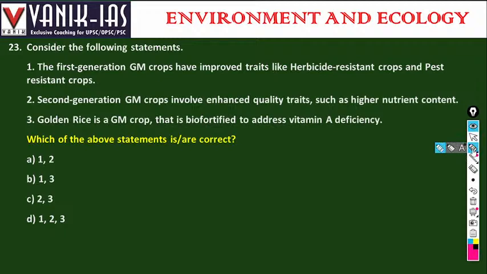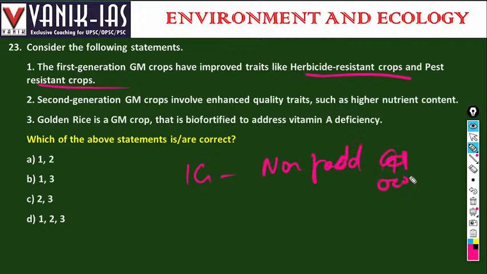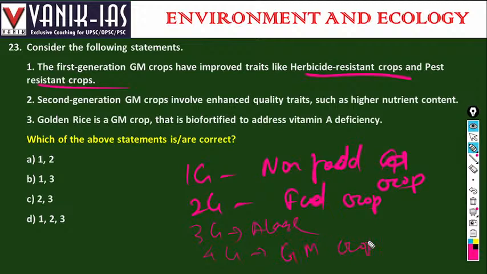Then consider the following statements. The first generation genetically modified crops have improved traits like herbicide resistant crops and pest resistant crops. First generation is food crop. Second generation is also food crop. Third generation is algae. Fourth generation biofuel is genetically modified crops. These are different types of biofuels. So the first generation GM crops have improved things like herbicide resistant crops and pest resistant crops. So the first statement is right.